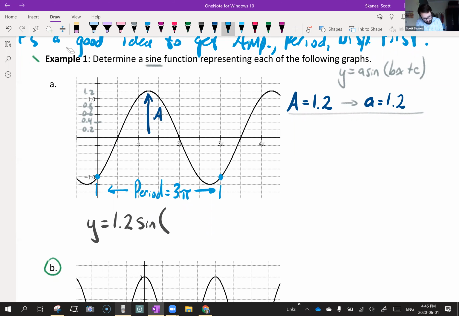So let me write down what we've accomplished here. Period is 3 pi. The reason we needed the period is because we really need B. And we remember from earlier, B is just 2 pi over the period.